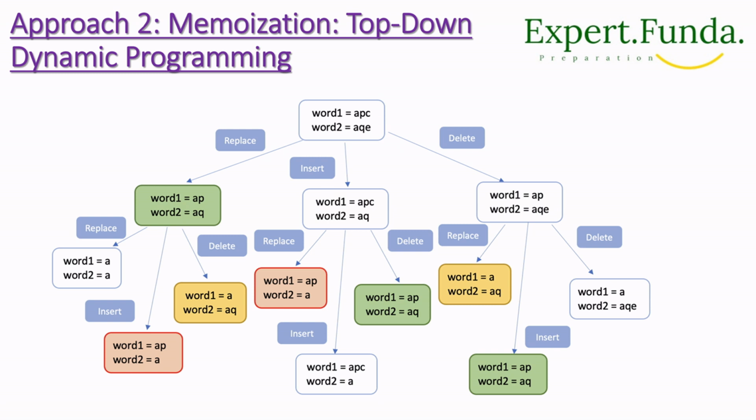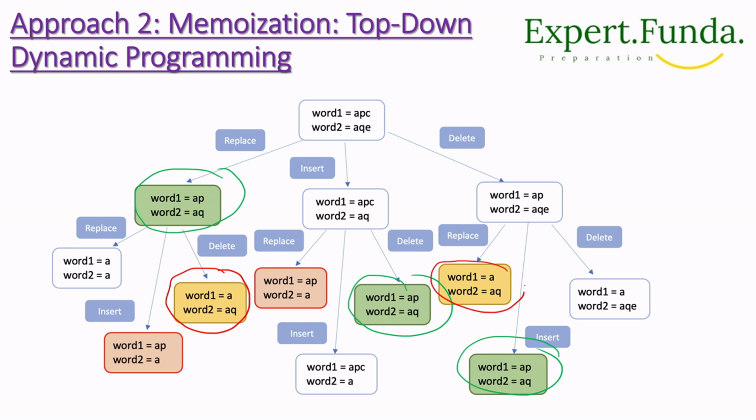For further understanding, we will look at this tree and try to understand it. If you take a pen and paper and draw the recursion tree of approach one, you will see that we are repeating things each time, here and also here.